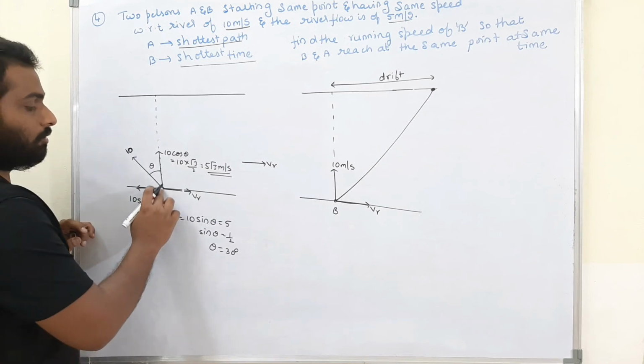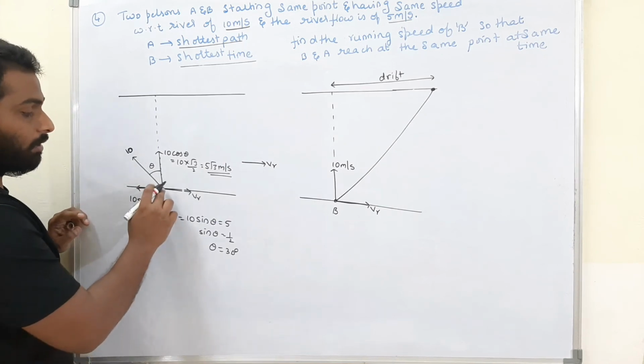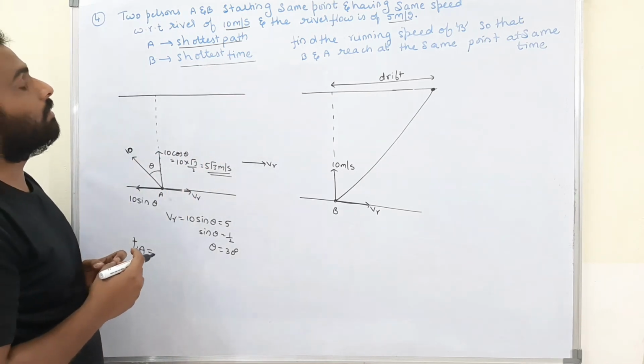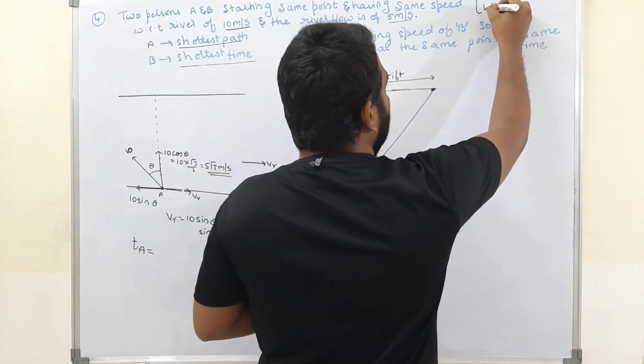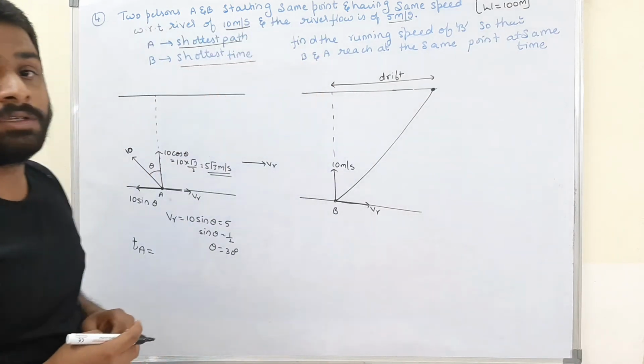Okay, now what is the time taken for A? The time taken by the body A is how much? The time taken by the person to move from here to there, how much? The width is how much? They gave the width of the river. Assume the width of the river is 100 meters.